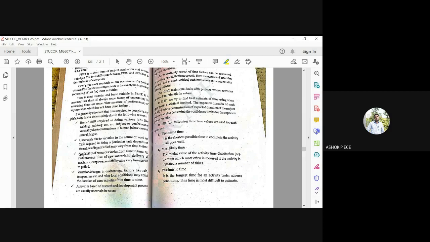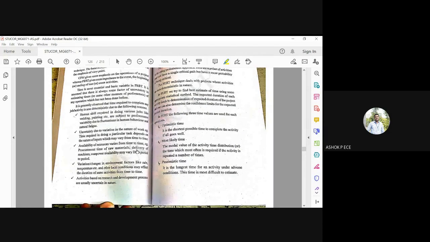Availability of resources varies from time to time. For example, procurement of raw materials. Sometimes raw materials may not be available throughout the year, so you have to wait for the raw materials to arrive. Delivery of machines and manpower availability may vary from period to period. All these things can delay the completion of an activity, and it is time bound. It is very dependent on time. So you cannot say that everything requires a constant amount of time. Theoretically, you can say it requires the same amount of time, but practically it doesn't.